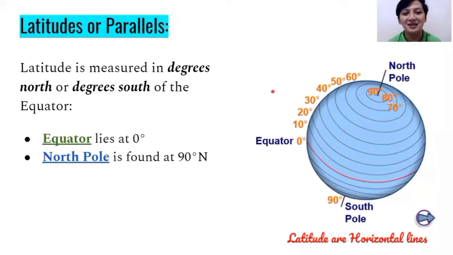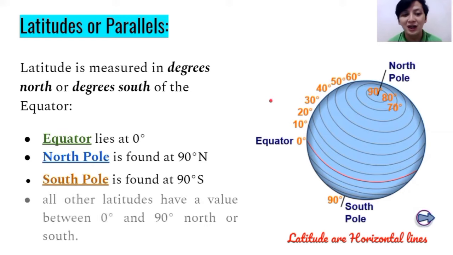And equator lies at 0 degrees. North Pole is found at 90 degrees north. South Pole is found at 90 degrees south. And all other latitudes have a value between 0 degrees and 90 degrees north or south. So as you can see here, we have 0 to 90 degrees north, and then we have 0 down to 90 degrees, that is south. Okay? So those are the different lines or degrees north and degrees south of latitude.